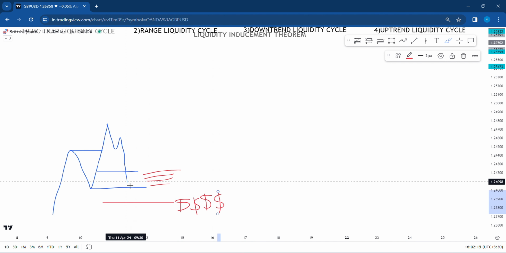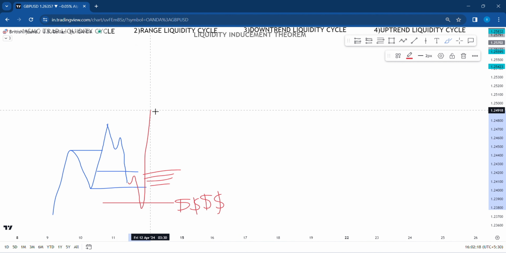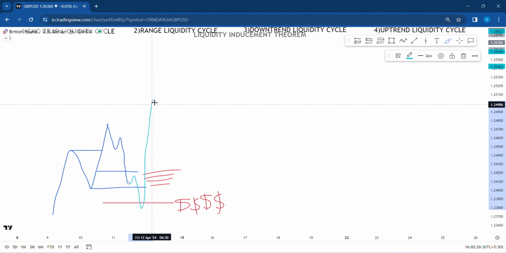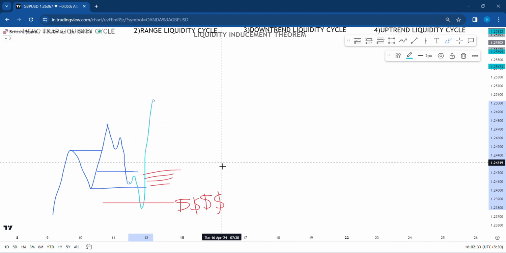So the market maker will just come, take the liquidity and go. This is what happens in the real market. It will just take the liquidity and move up. There is nothing like structure or order blocks. It's just liquidity. This is how the market mechanics work. If you go deep down the rabbit hole, this is how the market moves.